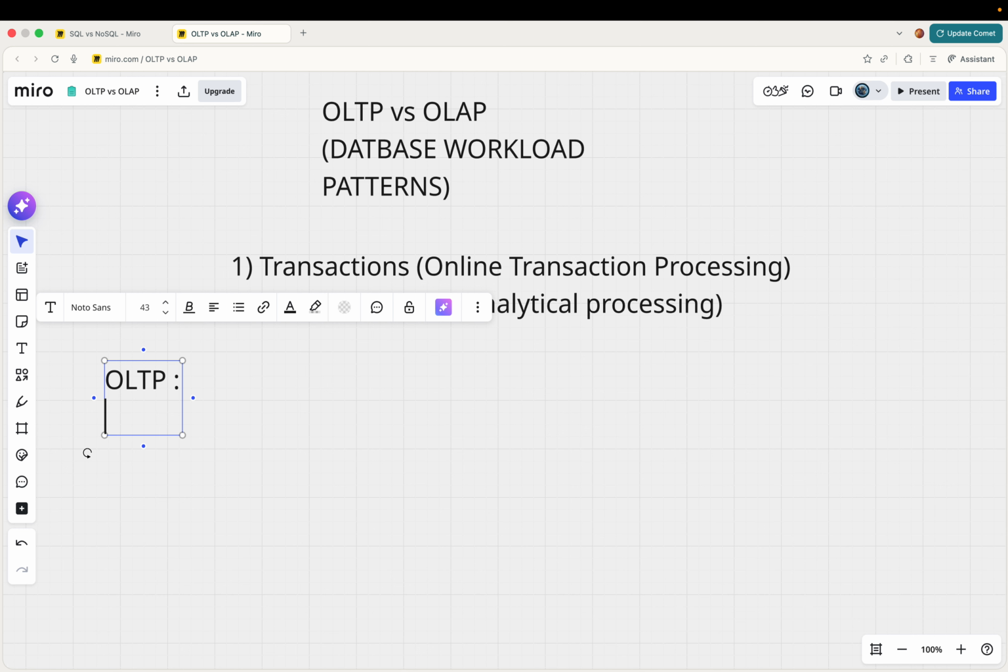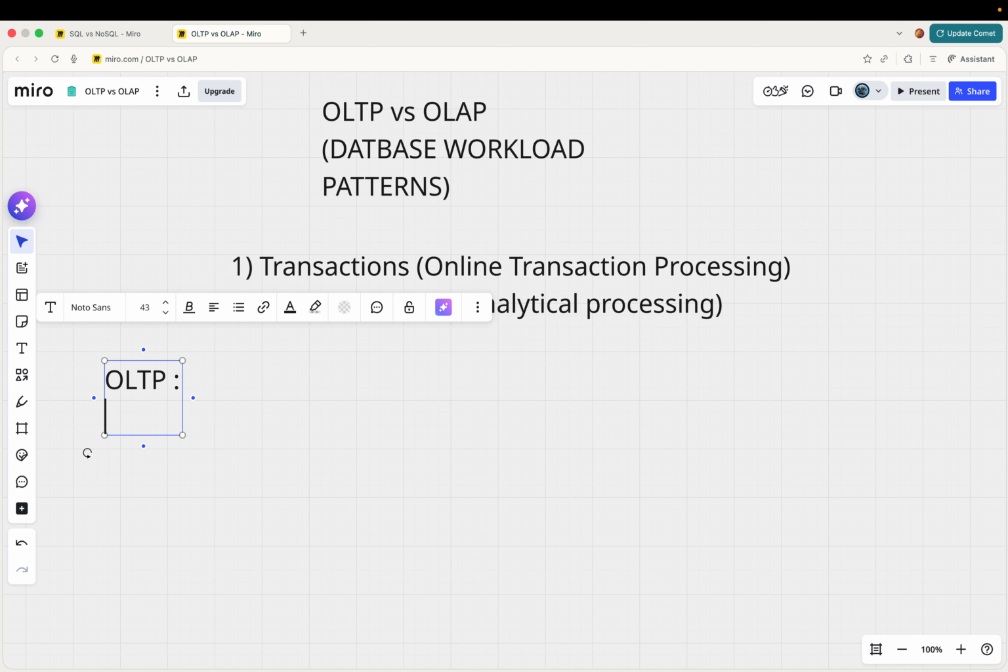And if we see OLAP, the company's internal employees want to analyze all the sales for the last month or last year. For that type of queries, mostly read queries, they need OLAP optimization.